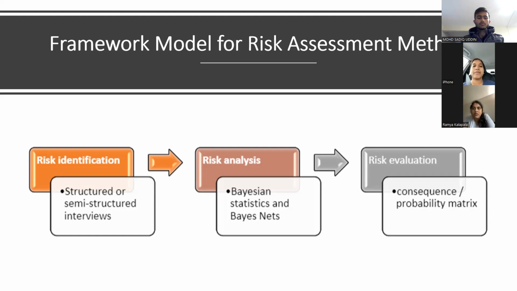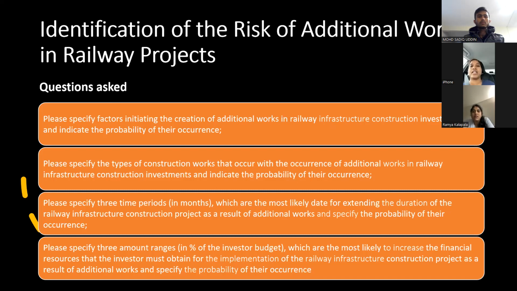And the third step is risk evaluation. So a consequence of probability matrix method is used for the selected scenario for risk assessment. It allows us to identify the level of risk and to do activities which are necessary for its mitigation. So in the next slide, we will understand how to identify the risk of additional works in railway projects.